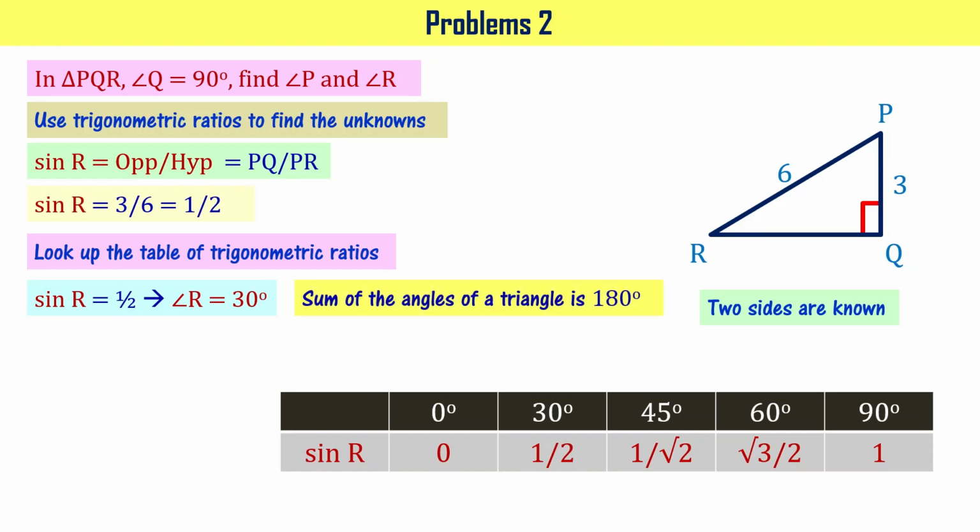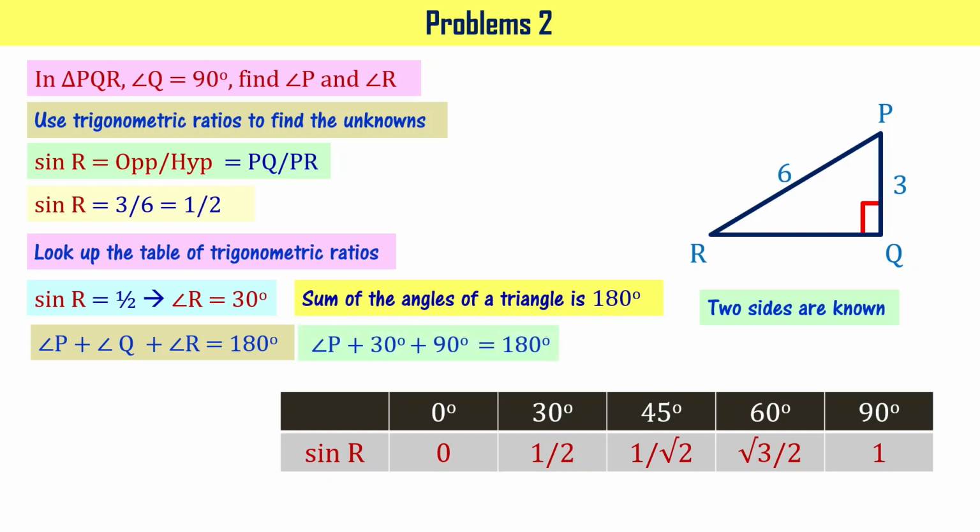And we know that sum of the angles of a triangle is 180 degrees. It means angle P plus angle Q plus angle R equal to 180 degrees. We know angle Q equal to 90 degrees, and we got angle R as 30 degrees, right? When you substitute those two and simplify, you get angle P as 60 degrees. Please take a note of this.